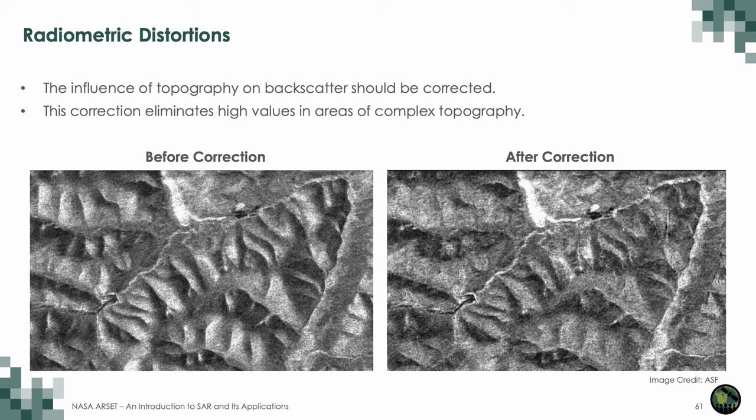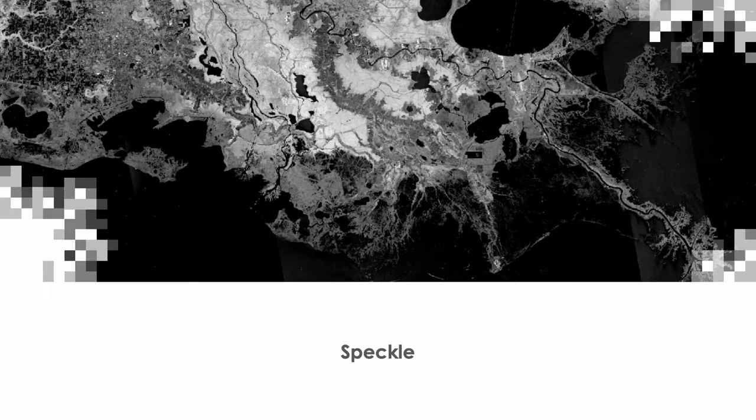Now let's talk about radiometric distortions. There's several radiometric distortions, including those related to terrain relief, and these often cannot be completely corrected. Radiometric correction involves removing the misleading influence of topography on backscatter values using a DEM. For example, the correction eliminates bright backscatter caused by radar reflection from steep slopes, leaving only the backscatter that reveals surface characteristics such as vegetation and soil moisture. Radiometrically terrain-corrected SAR images, or RTC images, for example, have had radiometric and geometric corrections already applied. And the last topic I wanted to touch on was speckle.